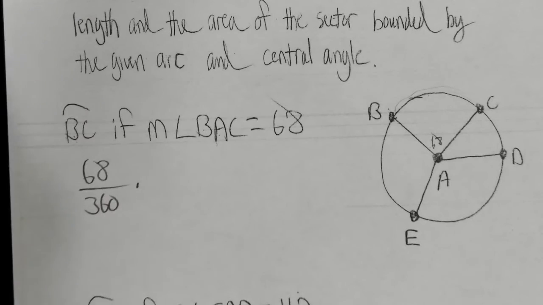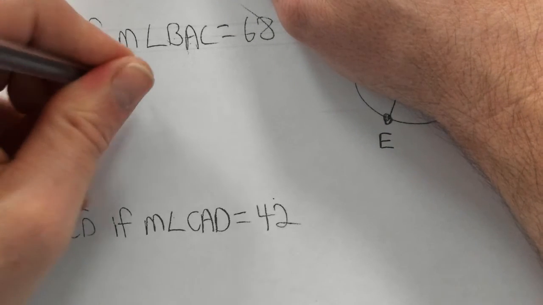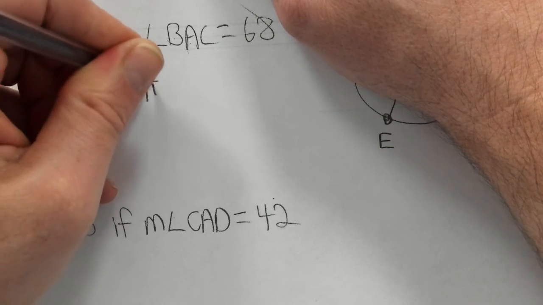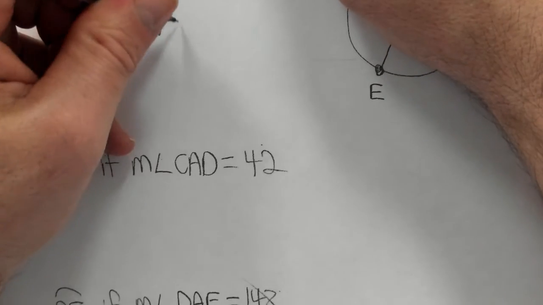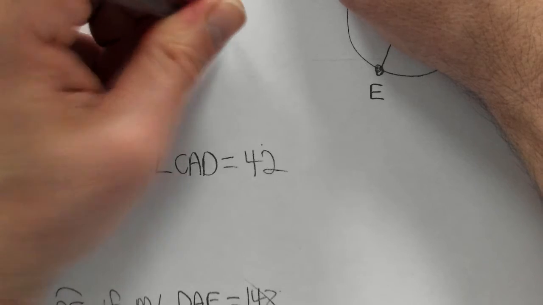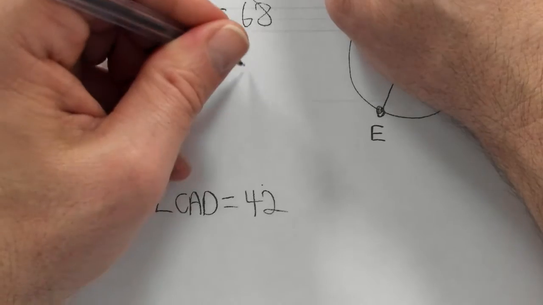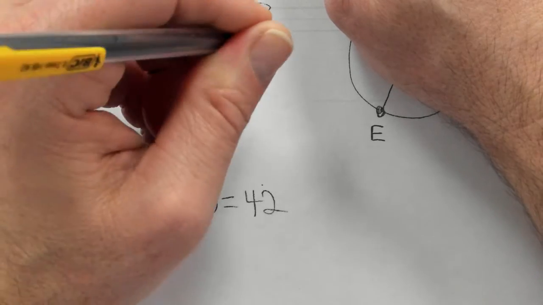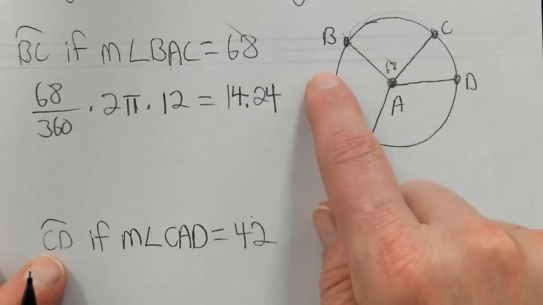times the rest of the formula, which is 2 pi r. So it'll be 2 pi times the radius. And once again, if the diameter is 24, the radius is going to be 12. So from there, we type that into the calculator, and then we'll come up with 14.24. So that's the length of arc BC.